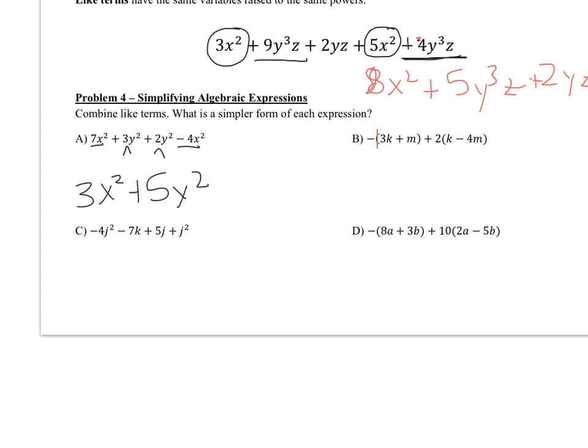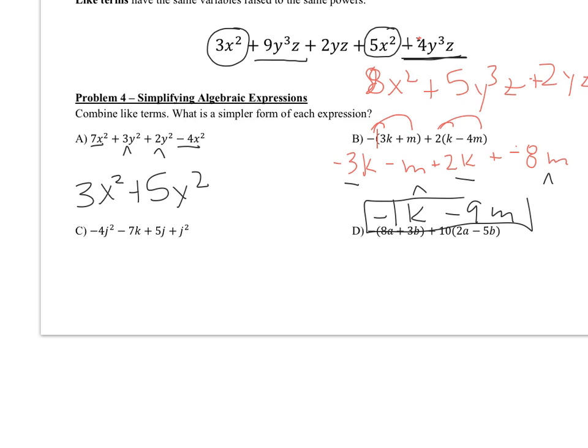Why? Because this is like a negative 1 in front. So I first have to distribute here and I have to distribute here. So before I do anything with my like terms, I have to combine or distribute. So I have a negative 3k minus m plus 2k plus negative 8m. So now my like terms, here are my k's, here are my m's. So I have a negative 1k and I have a negative 9m, and that would be my final answer there. So I want you to try to see D by yourself, and again, we're going to be going over it tomorrow. And you have a great, grand, wonderful day.